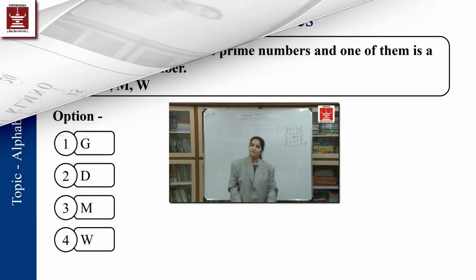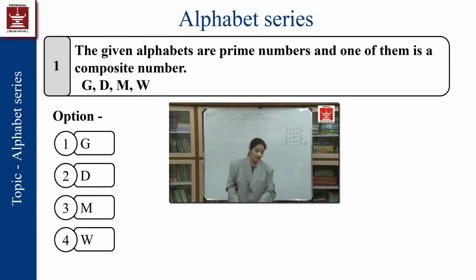Okay, a very simple question that can be asked is: the given alphabets are prime numbers and one of them is a composite number. For example, option number 1 is G, D, M and W. If I see them, just look over here. I'll write them separately so that you don't get confused.